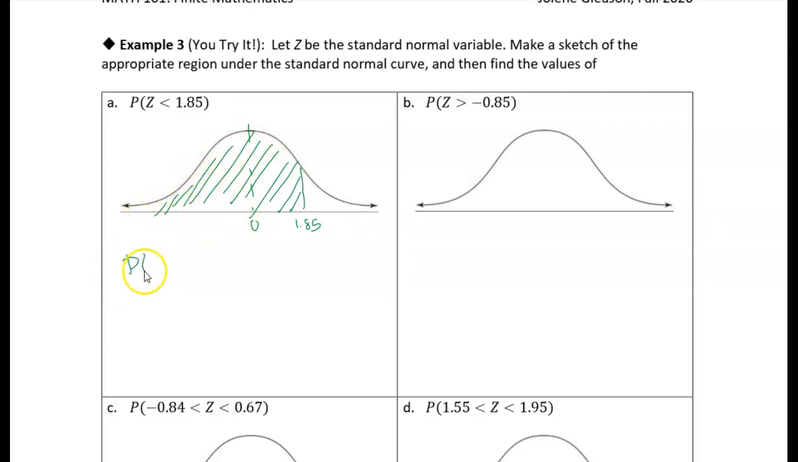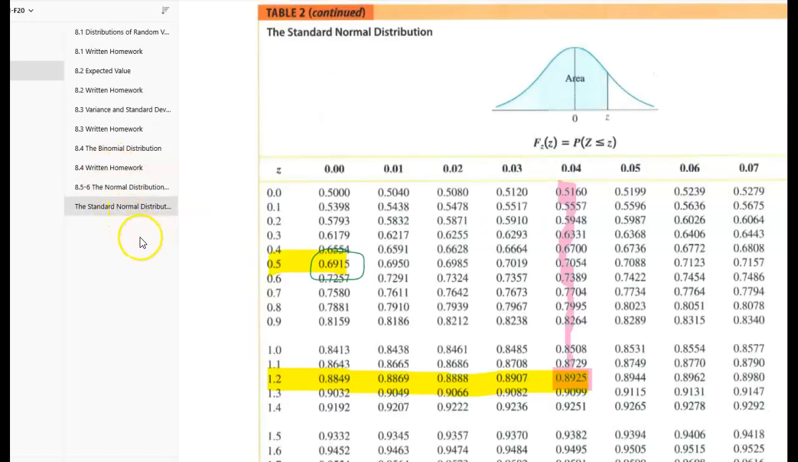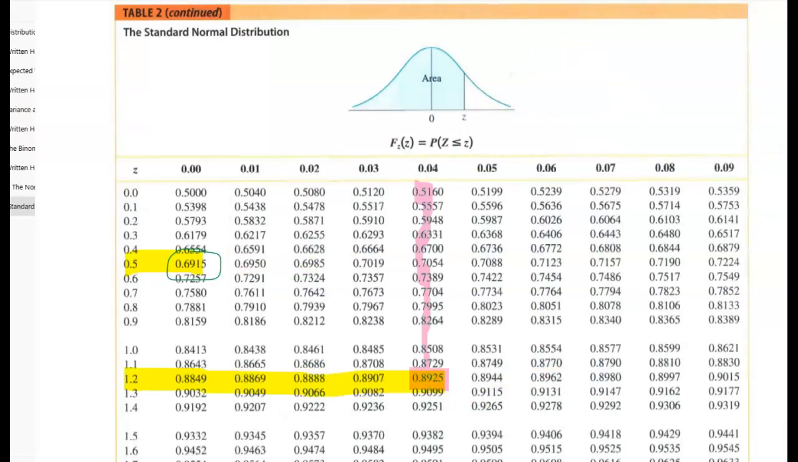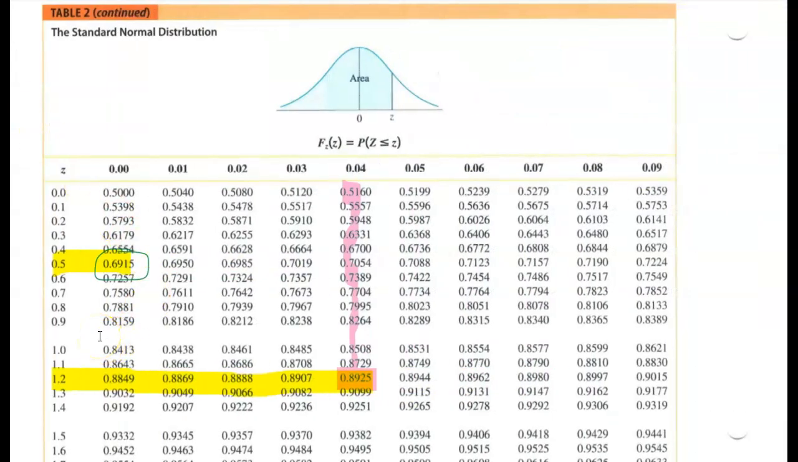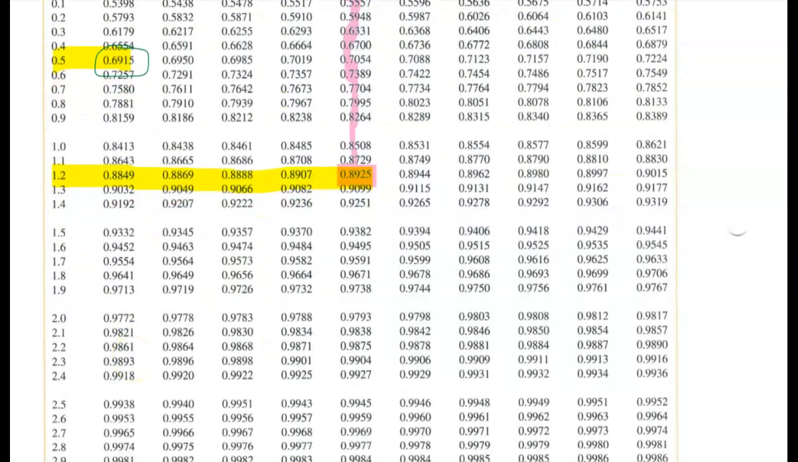So if I want to find the probability that z is less than 1.85, I just need to look it up on the table. And luckily, the table is set up to give you probabilities for z-scores less than some value. So I'm going to go to my table and look for 1.8. Let me pick up my highlighter. So here's 1.8, and I want 1.85.